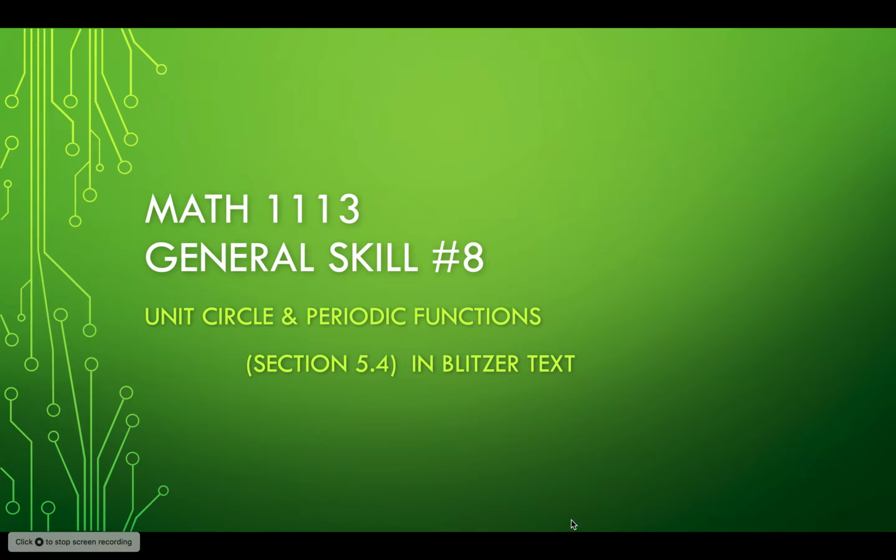Hello, and welcome to a little bit of instruction about general skill number 8, and that's all about the unit circle and periodic functions. You'll find this in section 5.4 of our Blitzer text, and we're going to focus today on introducing you to the unit circle.